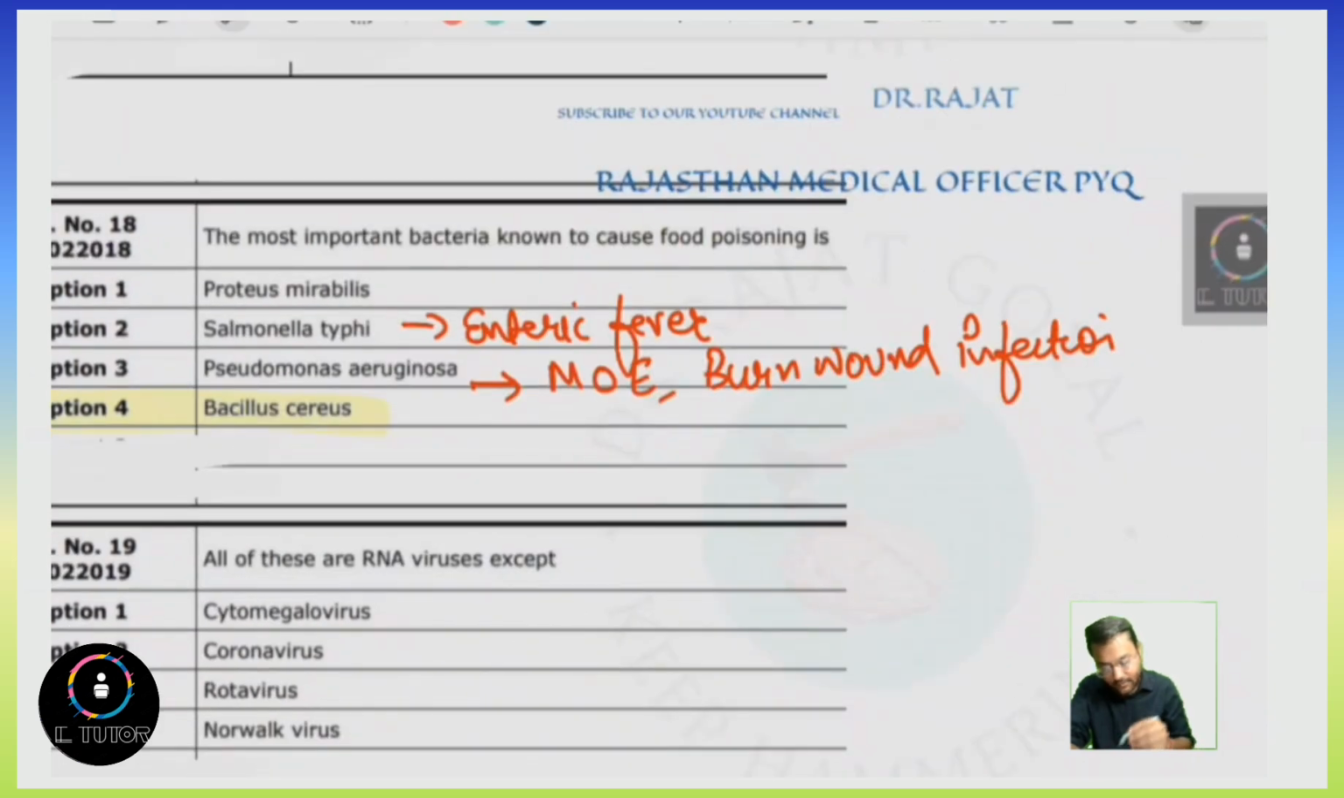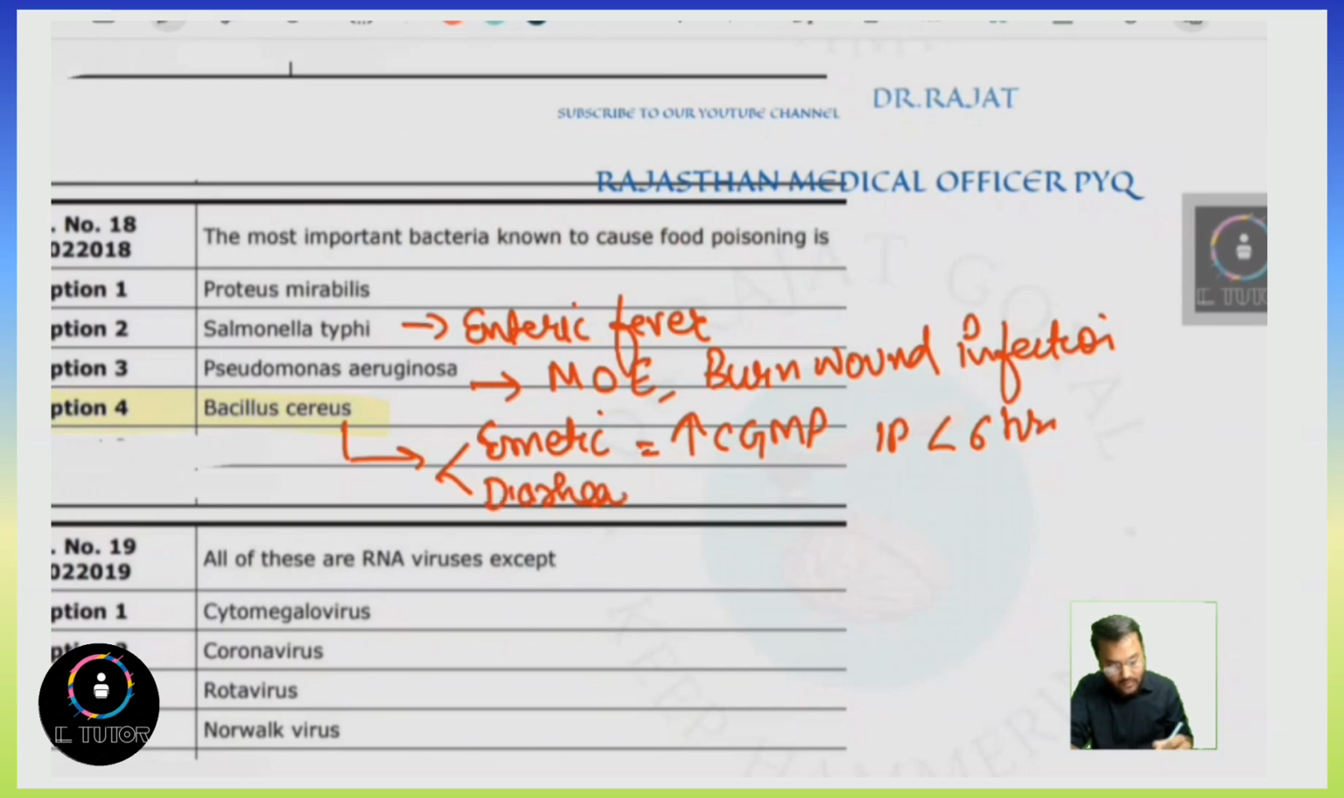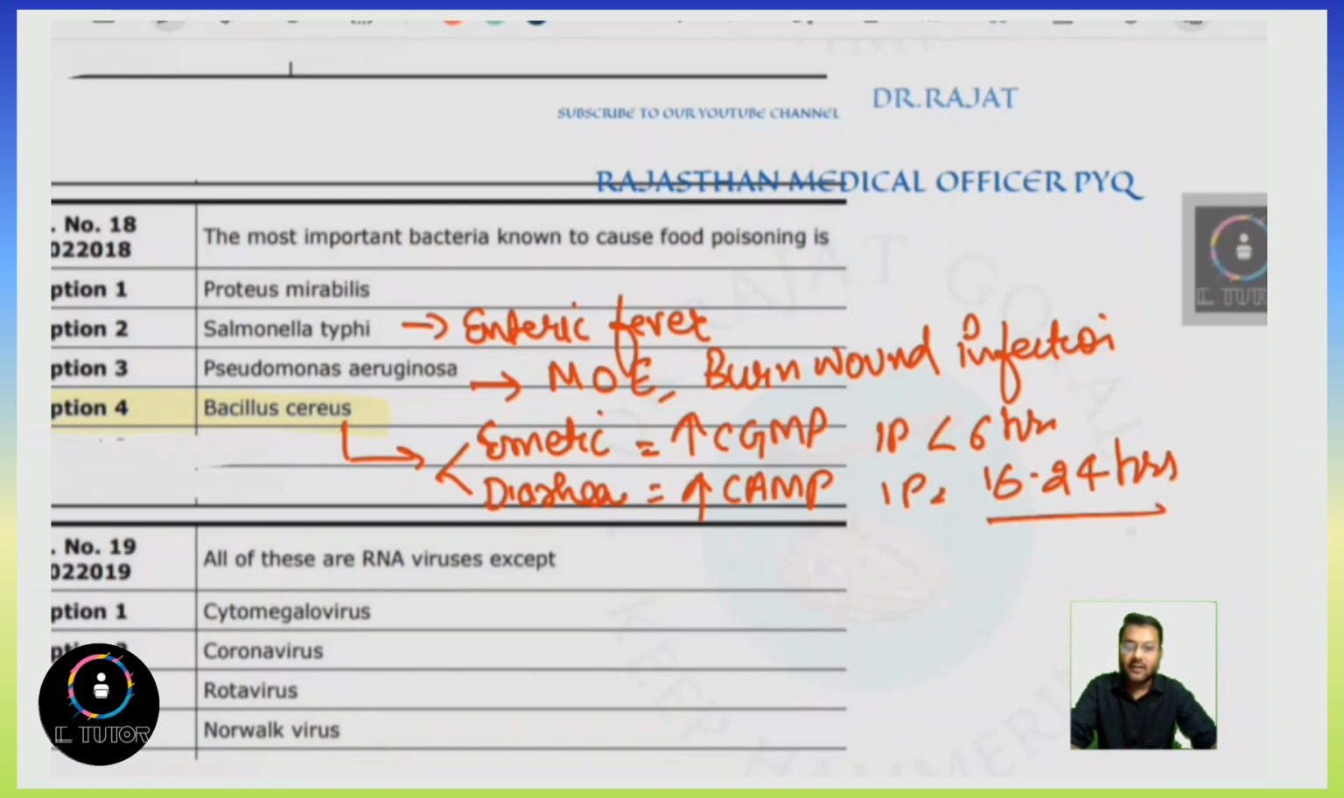Bacillus cereus is an important cause for food poisoning, and it leads to two types of food poisoning. One is the emetic type, in which cGMP increases and the incubation period is less than 6 hours, and another is the diarrheal type, in which cAMP increases and the incubation period is 16 to 24 hours. So the answer here will be Bacillus cereus.